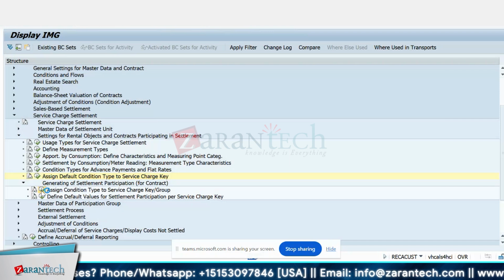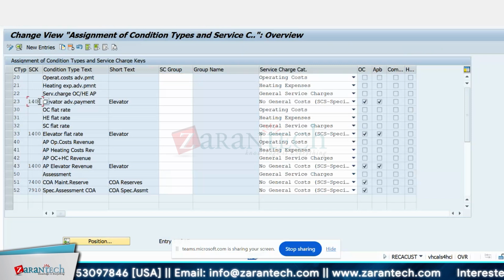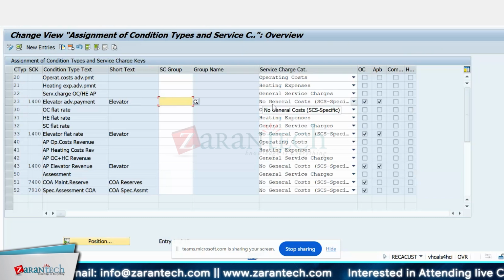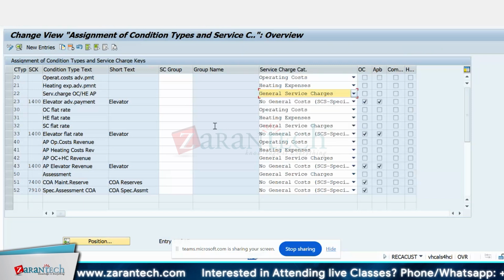Again, just like condition grouping, we have service charge key grouping. So over here, if you see, service condition type is there, service charge is there. And if you have created any grouping of service charge, then you can assign it over here. Okay. And service charge categories: heating, operating cost, general service charge. All these things will appear based on the service charge you have created.